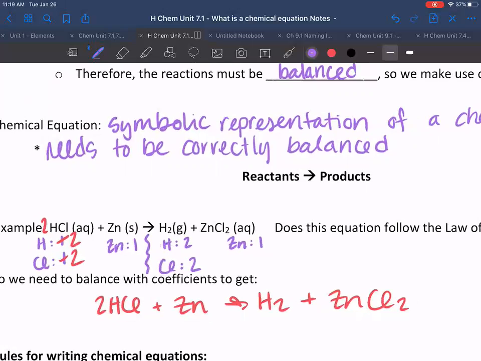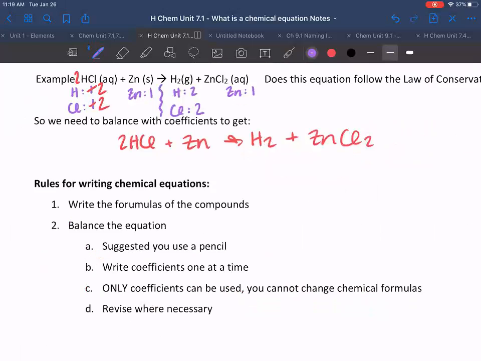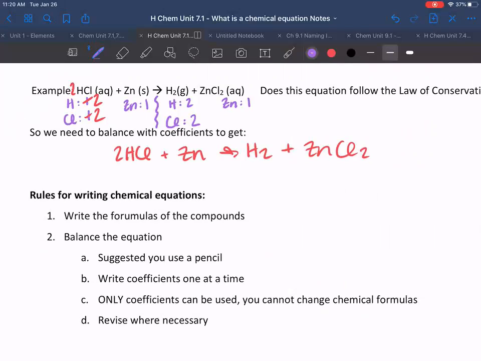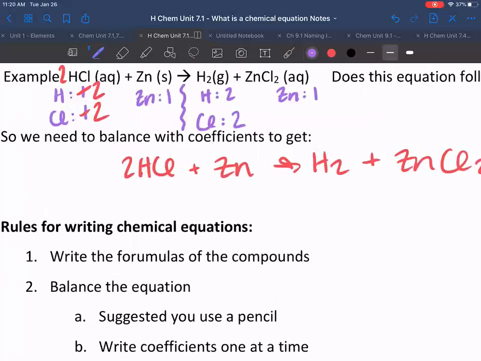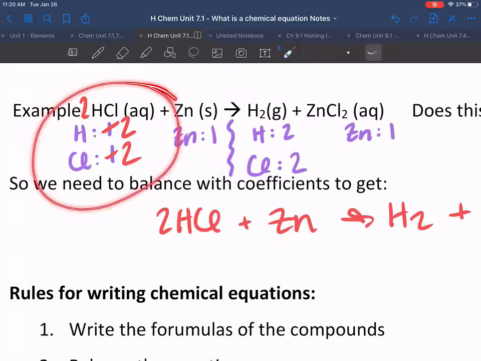So rules for writing chemical equations is that we need to know the formulas of the compounds. So I already know I'm going to get some headaches and grumbles out of you guys today because Unit 3 is coming back. And so we're going to have to remember how to write formulas from names. We have to know how to balance the equation. And for balancing it, typically it's suggested that you use a pencil. So the way that I do it is I like to keep track of the changes I made like this. But sometimes it can get complicated. So instead of crossing it out, you could erase and change it to a 2.